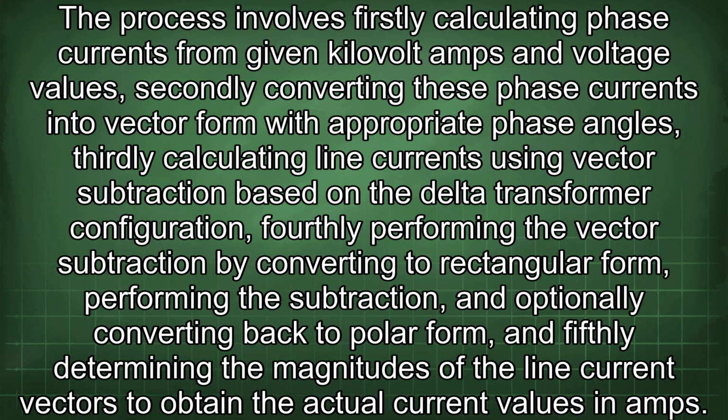The process involves firstly calculating phase currents from given kilovolt amps and voltage values, secondly converting these phase currents into vector form with appropriate phase angles, thirdly calculating line currents using vector subtraction based on the delta transformer configuration, fourthly performing the vector subtraction by converting to rectangular form, performing the subtraction, and optionally converting back to polar form, and fifthly determining the magnitudes of the line current vectors to obtain the actual current values in amps.